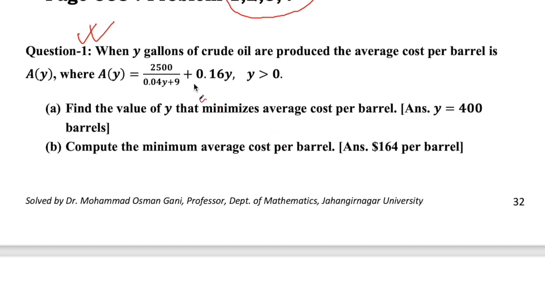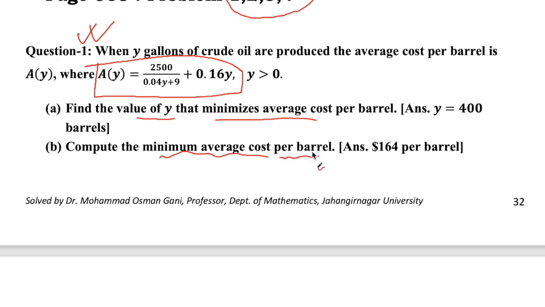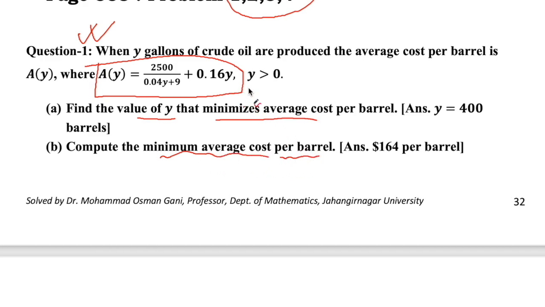একই রকম এখানে তোমার একটা অ্যাভারেজ কস্ট ফাংশন দেওয়া আছে, এটার কি বের করতে হবে, ভ্যালু অফ ওয়াই দ্যাট মিনিমাইজ অ্যাভারেজ কস্ট অ্যান্ড মিনিমাম ভ্যালু, the minimum average cost per barrel. So by solving A prime equal to 0, you need to obtain some y value, which will be 400 in this case.